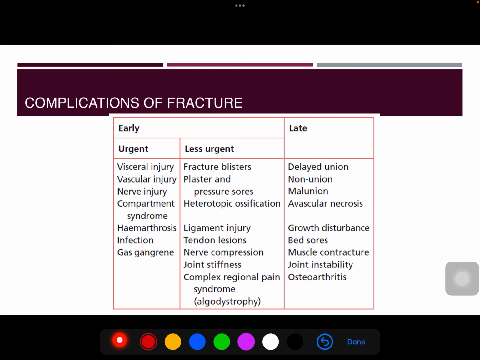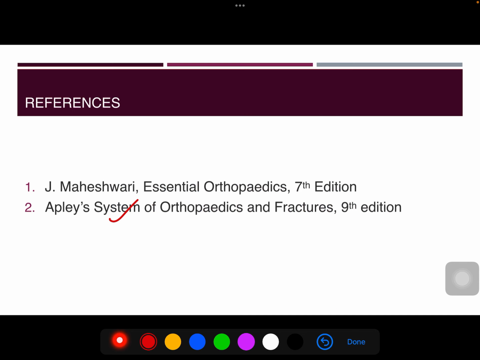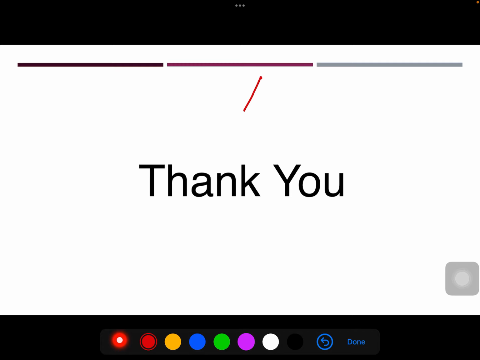For complications of fracture, early and late. In the early, urgent ones are visceral injury, vascular injury, nerve injury, compartment syndrome, hemarthrosis, infection, and gas gangrene, and the less urgent are fracture blister, plaster and pressure sore, heterotopic ossification, ligament injury, tendon lesion, nerve compression, joint stiffness, complex regional pain syndrome or algodystrophy. The late complications are delayed union, non-union, malunion, avascular necrosis, growth disturbance, bed sores, muscle contracture, joint instability, and osteoarthritis.